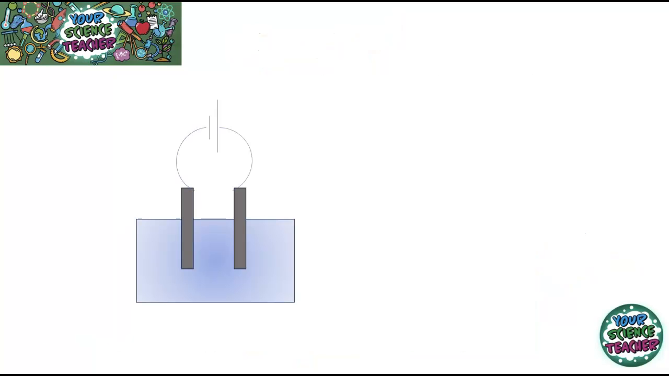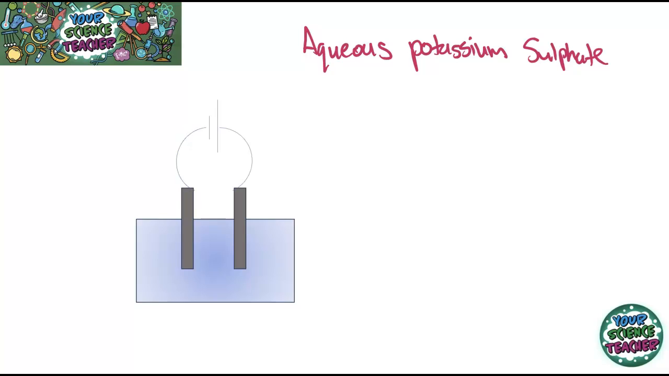Let's have a look at some examples just to make sure that we are solid with this. So if I have, for example, aqueous potassium sulfate, what will my two products be? Well, in this electrolysis, I have a highly reactive metal and I don't have a halogen. So my two products will be oxygen and also hydrogen.